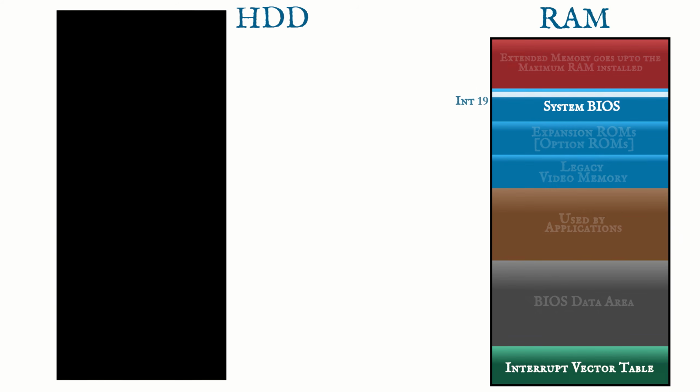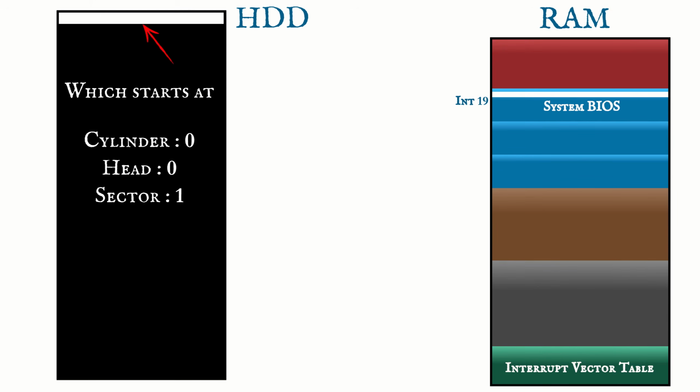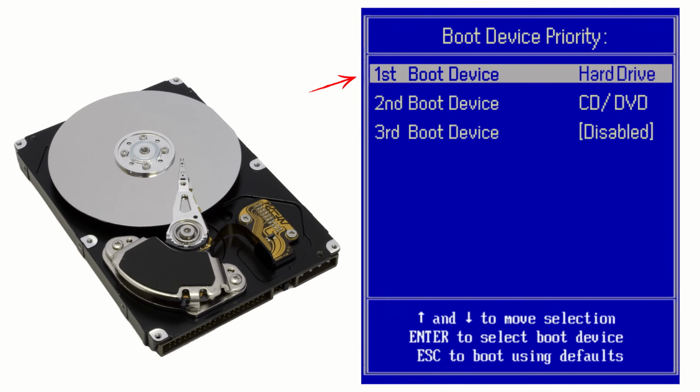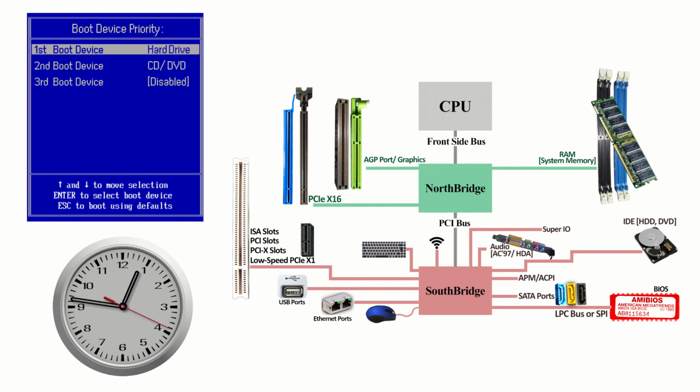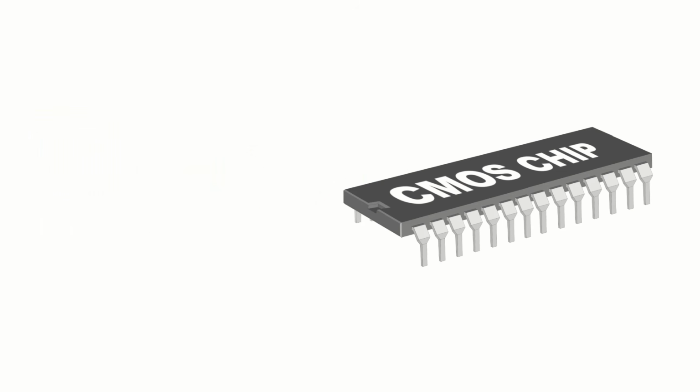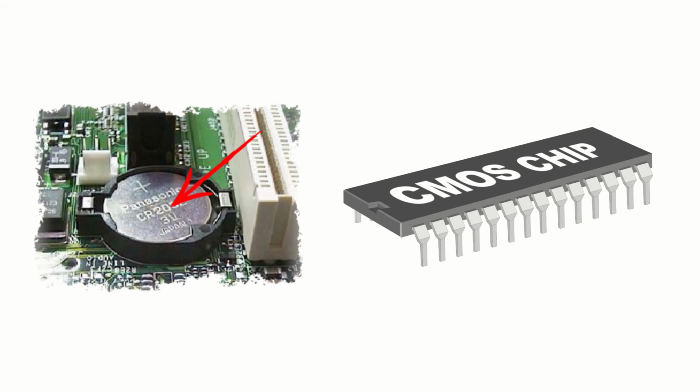So when the INT 19 bootstrap loader service is called, it will read the first 512 bytes, called the MBR, from the boot device. That is the hard disk drive, assuming the hard disk drive is set as the first boot option in the boot sequence. This boot sequence information, the system time, information about the hardware on the computer and much more, is stored on a CMOS chip on the motherboard. This CMOS chip is a RAM chip, so it needs a battery to retain its data.